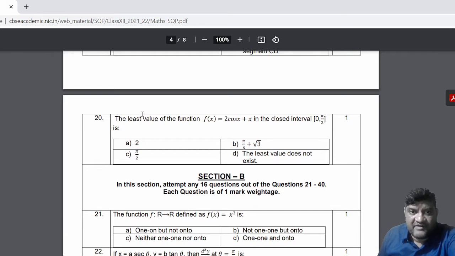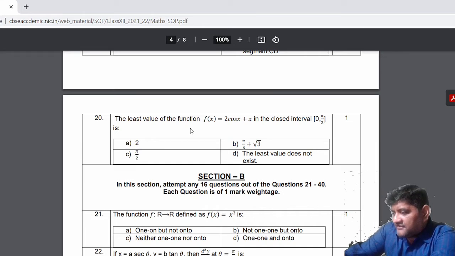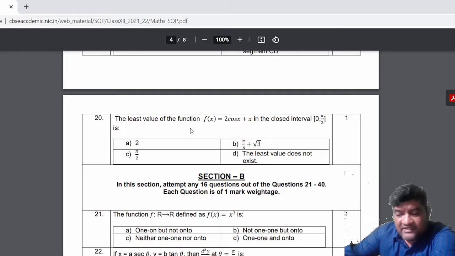Find the least value of the function. The function is given to you, f of x. And he has clearly mentioned that it's a closed interval. And therefore, he is looking for absolute maxima and absolute minima. You need to be very thorough with what is absolute maxima and absolute minima. I'll quickly solve this question here. So the function given to us is 2 cos x plus x. And the interval, which is a closed interval, is 0 to pi by 2.